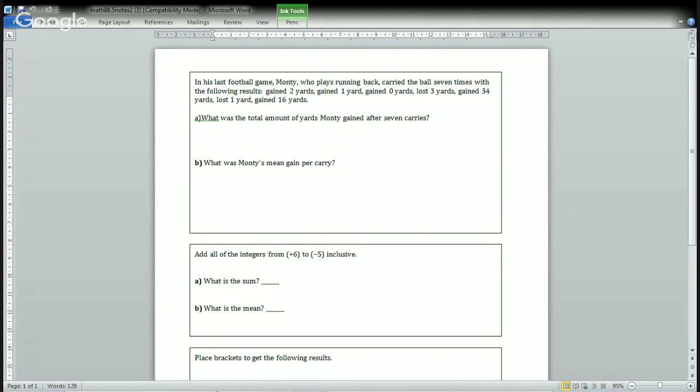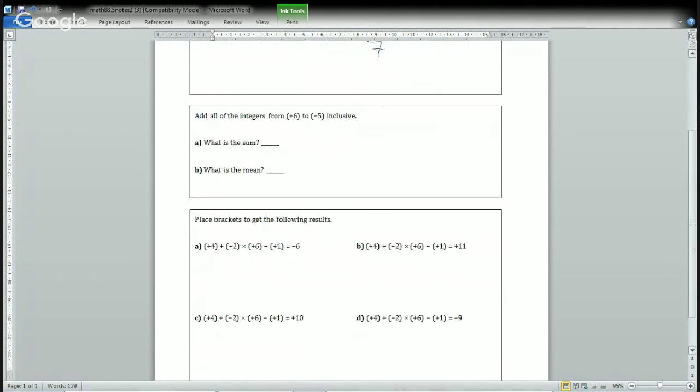So how do you figure that out? You need to add them up, right? If we're finding the total, we're adding. Now, anytime you see gain, that's a positive number. Anytime you see a loss, that's a negative number. Now, what was Monty's mean gain per carry? Again, right, that total from A, so whatever you got in part A, divided by how many numbers there were. So 1, 2, 3, 4, 5, 6, 7, just like the last one. Okay, so good luck. You can do that one on your own.